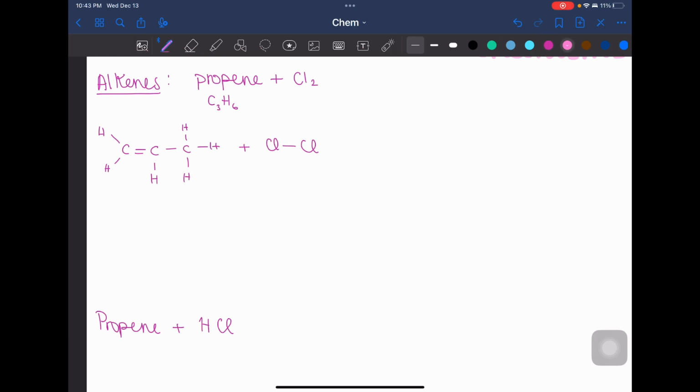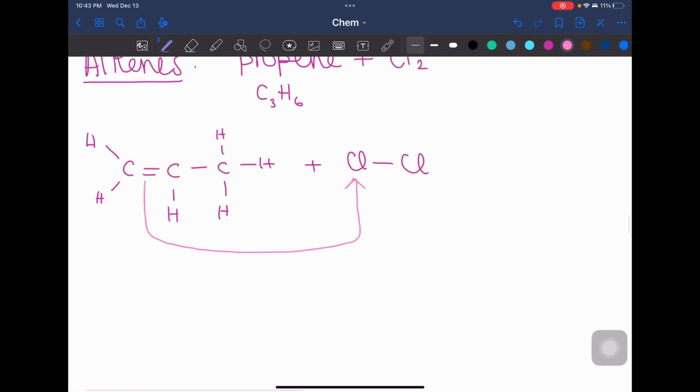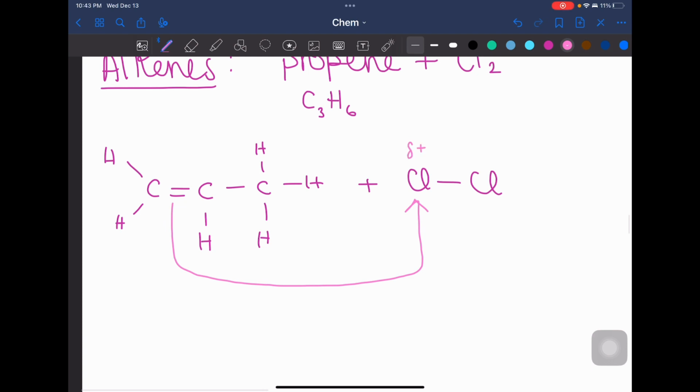So what's going to happen here is that the electron-rich region of the propene is going to attack one of the chlorines. After this, the chlorine is going to become a little positively charged because the electrons from this bond are going to go over here and they're going to repel the electrons of the chlorine. So the chlorine is going to become slightly positive. And when this becomes slightly positive, this is going to become slightly negative. And since it's slightly negative, we're going to have some heterolytic fission and the electrons are going to escape from this bond into this chlorine.